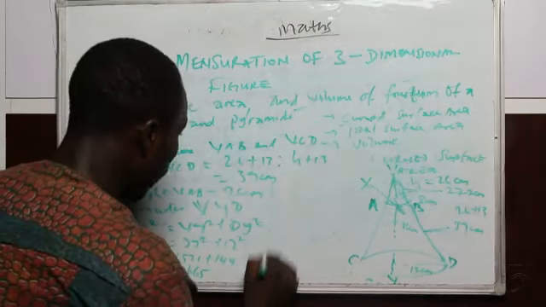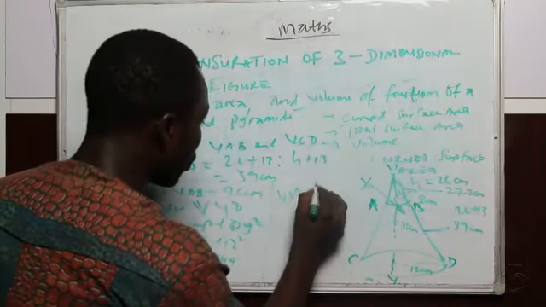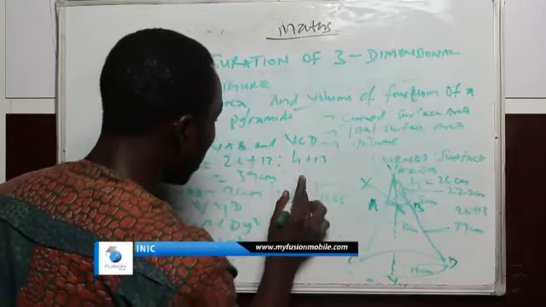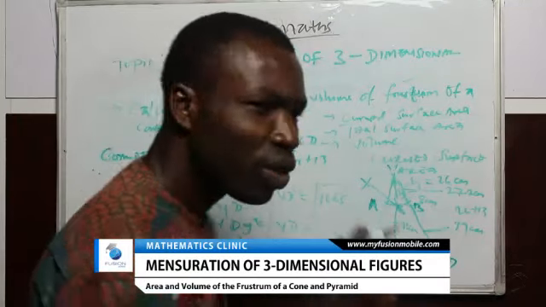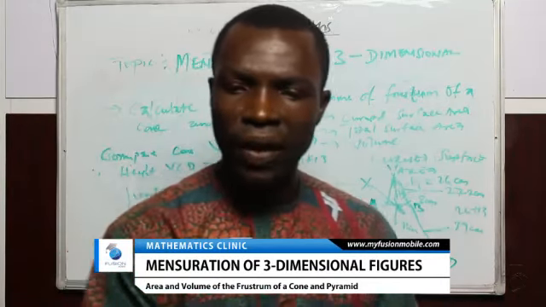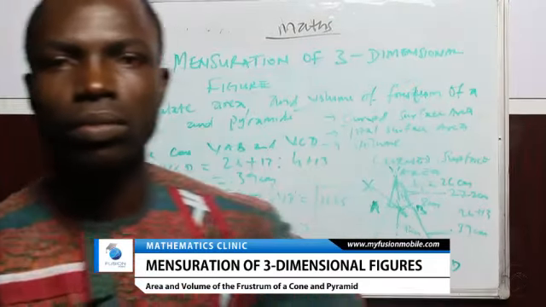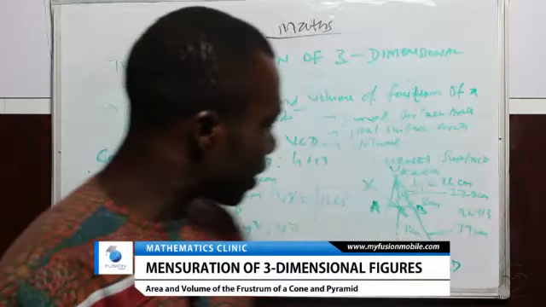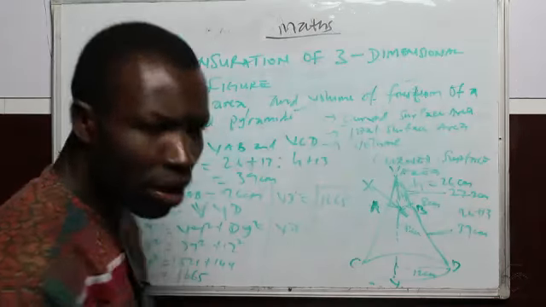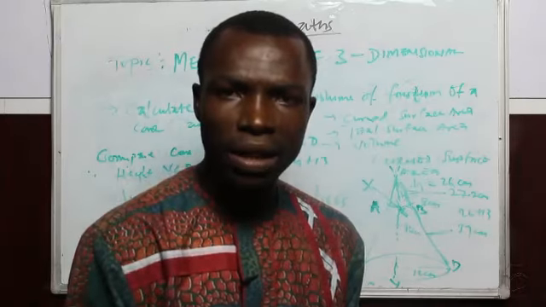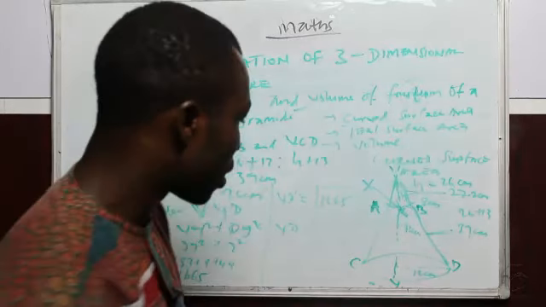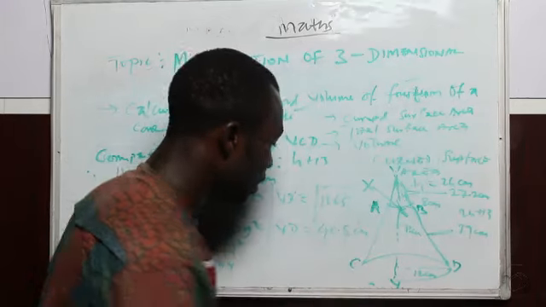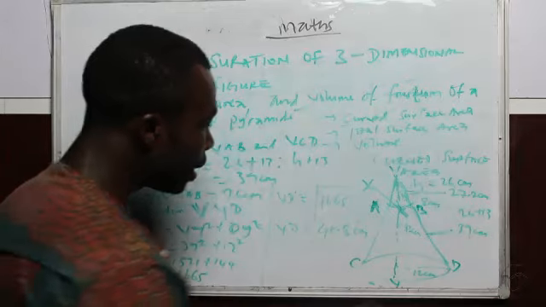Therefore, PD squared is equal to 1,665, so our PD is equal to the root of 1,665. Check your calculator very well because we must not make mistake. 40.8 centimeter is our PD.